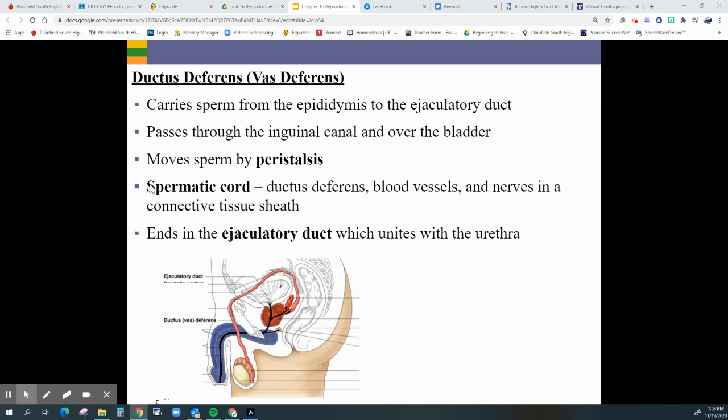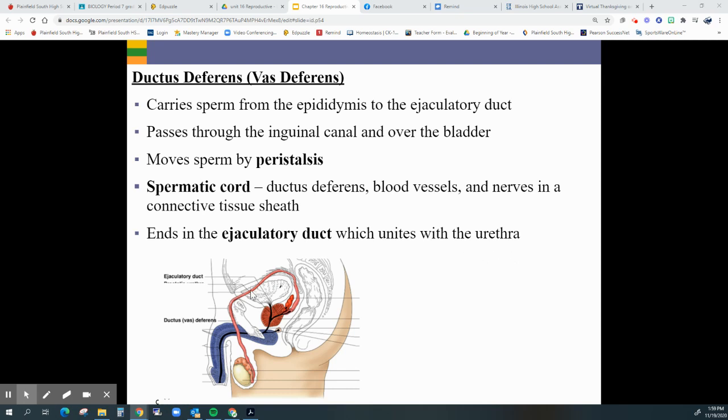The vas deferens then is part of what we refer to as the spermatic cord. So the spermatic cord is the ductus deferens, the vas deferens, the blood vessels that serve the testes, and then any of the nerve endings that lead into and out of that area. And then obviously the ductus deferens ends as the ejaculatory duct that eventually ends up in the urethra.